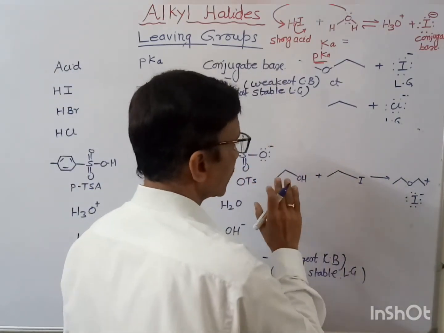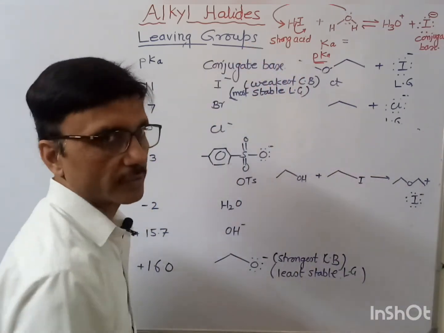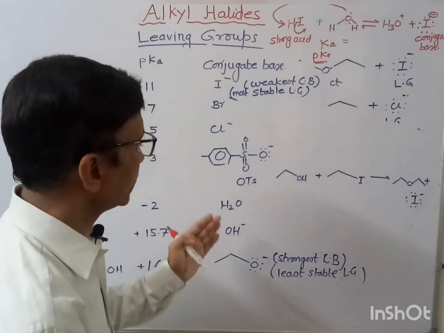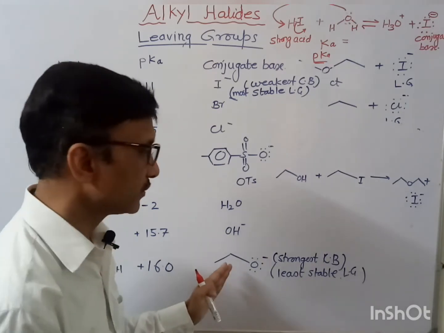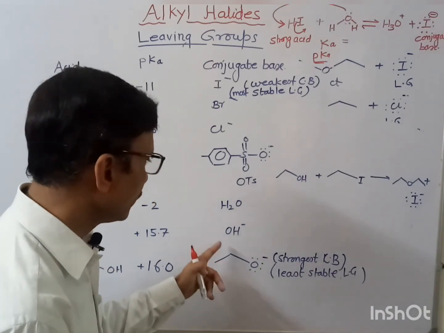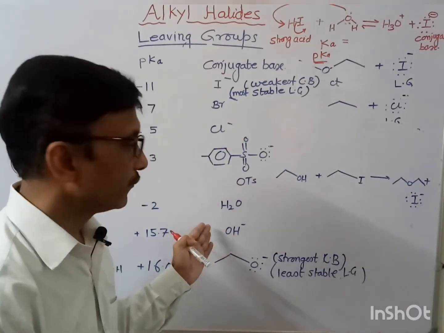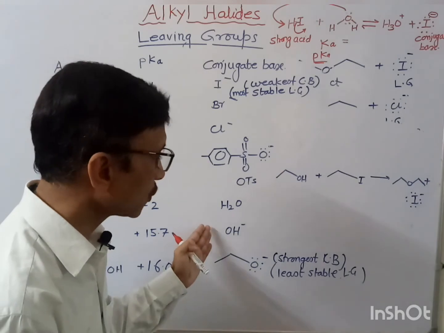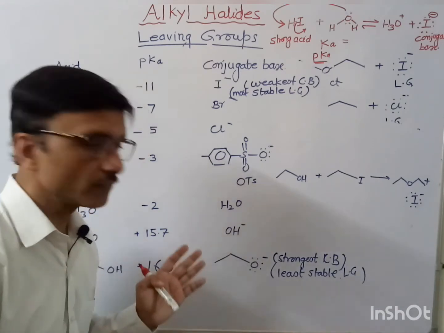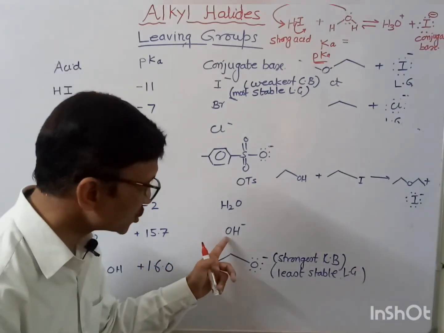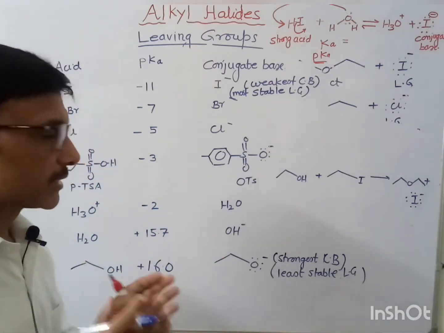So if we compare these different leaving groups, then this is the weakest, the weakest or least stable leaving group. Whereas OH minus is also a weak, less stable leaving group. So this is one of the reasons we can say OH minus is one of the poorest leaving groups.